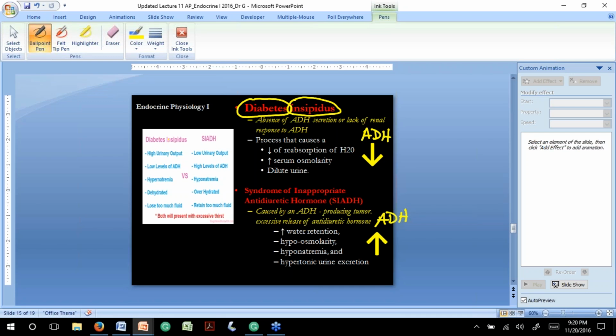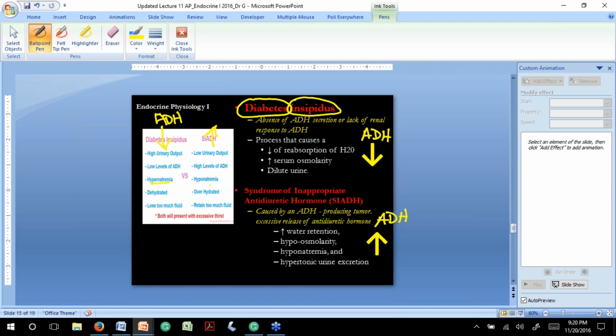So I have a comparison here. In diabetes insipidus we have low ADH, and in SIADH it is going to be high ADH. If you have low ADH, you cannot have antidiuresis, so you have high urinary output and you pee a lot. SIADH is going to be the opposite, so you reabsorb a lot of water, and the urine is going to be very, very few mLs. Low levels of ADH, high levels of ADH.